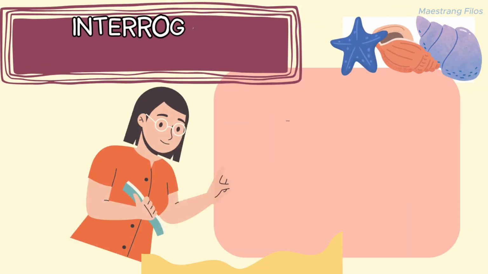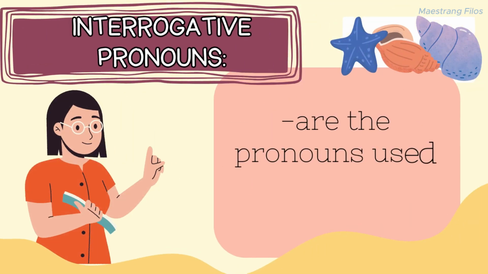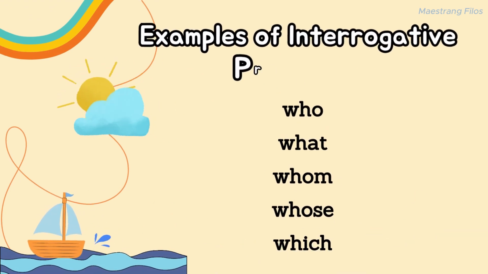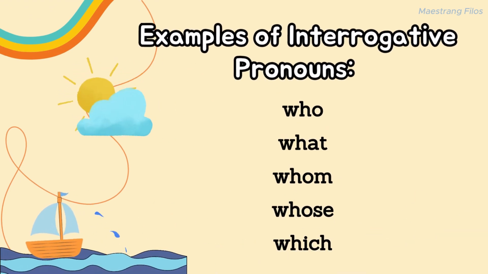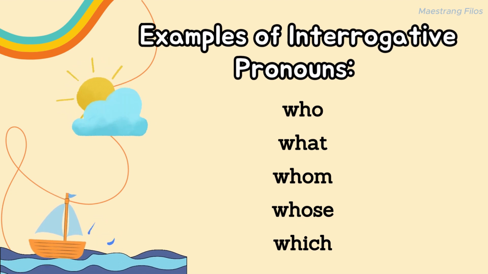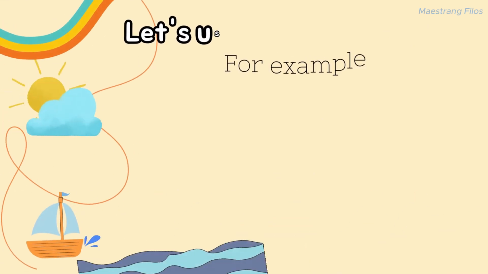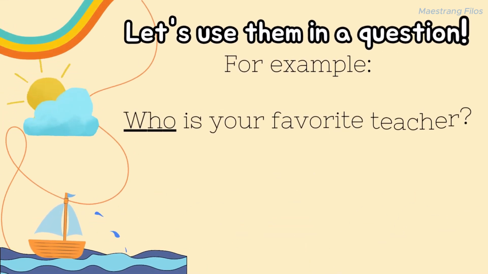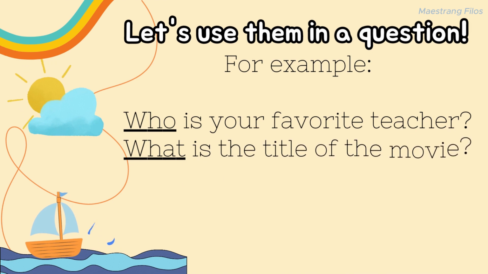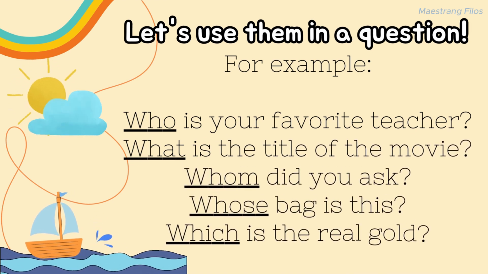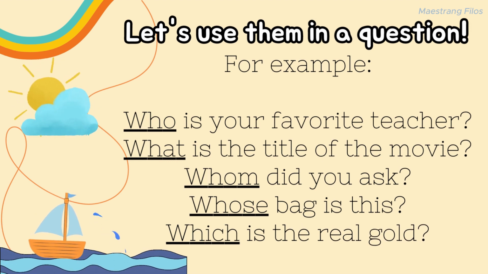The fourth type of pronoun is the interrogative pronoun. This pronoun is used in a question. Examples of interrogative pronouns are who, what, whom, whose, and which. Let's use them in a question. Who is your favorite teacher? The interrogative pronoun is who. What is the title of the movie? The interrogative pronoun is what.